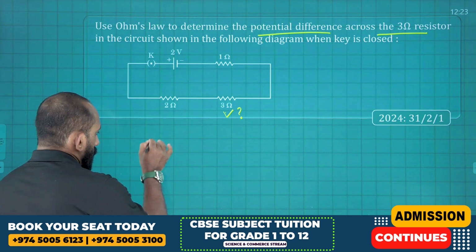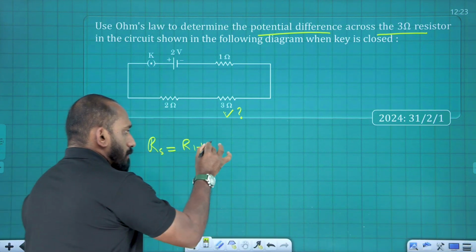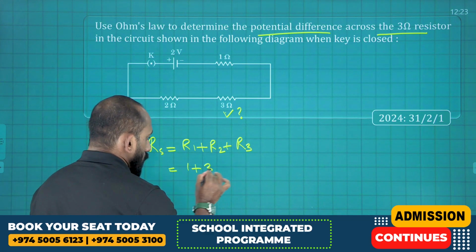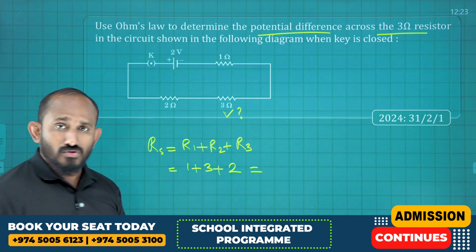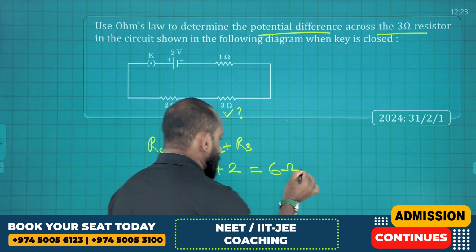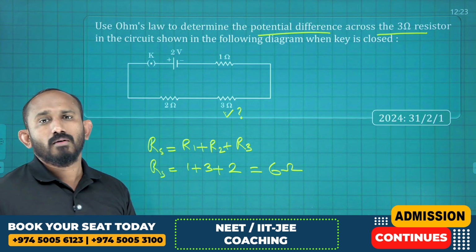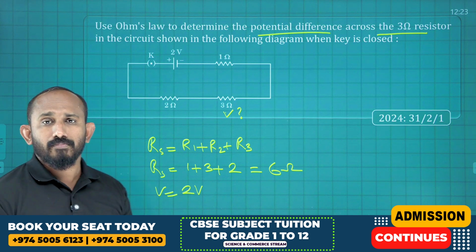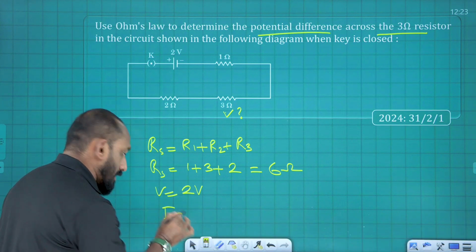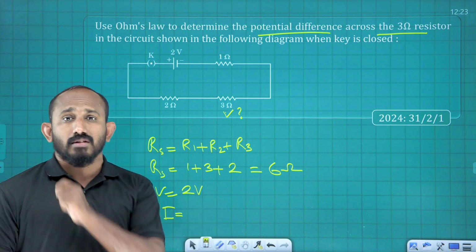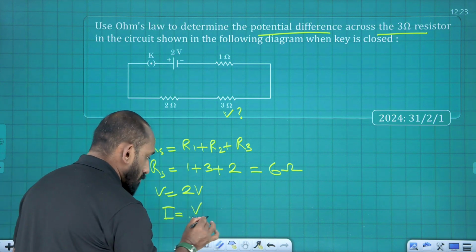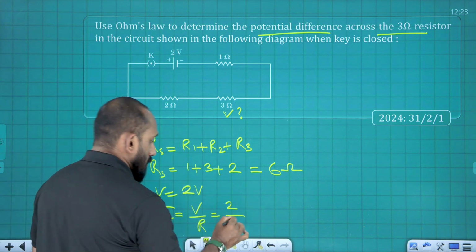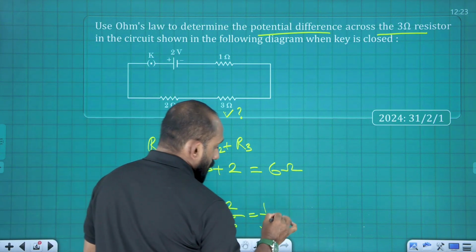Here, Rs is equal to R1 plus R2 plus R3, that is 1 ohm plus 3 ohm plus 2 ohm. 1 plus 3 is 4, plus 2, that is 6 ohm is the net resistance. Now, how much is the voltage? 2 volt it is. So the net current passing through, it's a series combination, so the same current passes through each resistor. I is equal to V by R, Ohm's law we are using. Voltage is 2 and resistance is 6, that is 1 by 3 ampere.